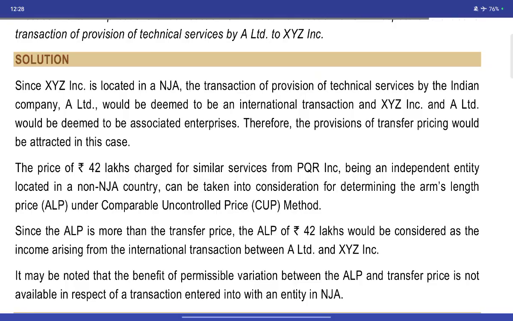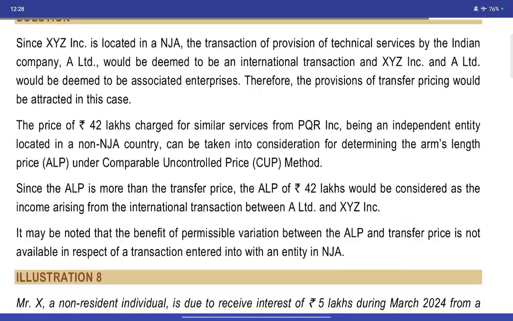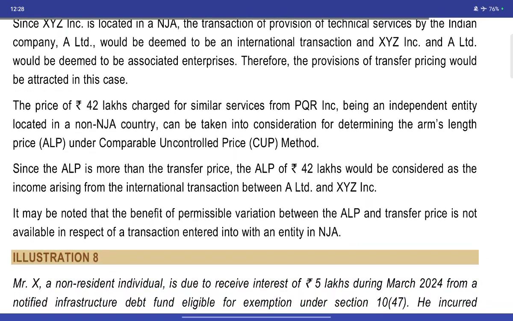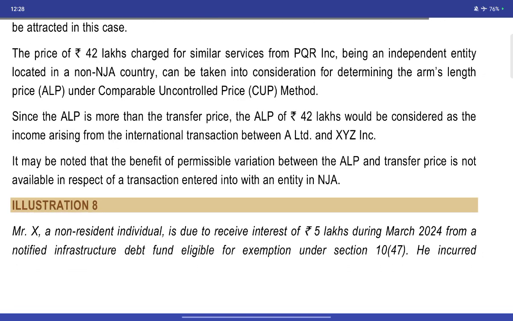Since XYZ is located in an NJA, the transaction for technical services by the Indian company A would be deemed to be an international transaction, and XYZ Limited and A Limited would be deemed to be associated enterprises. Therefore, the transfer pricing provisions would be attracted in this case. The price of 42 lakhs is charged for similar services to PQR Limited, an independent entity located in a non-NJA country, and can be taken into consideration for determining the arm's length price as a comparable controlled price transaction.